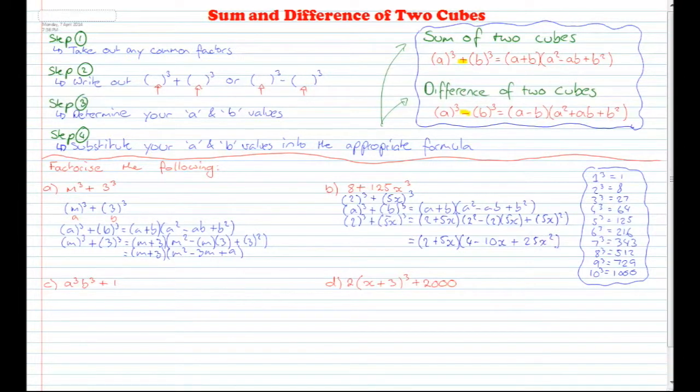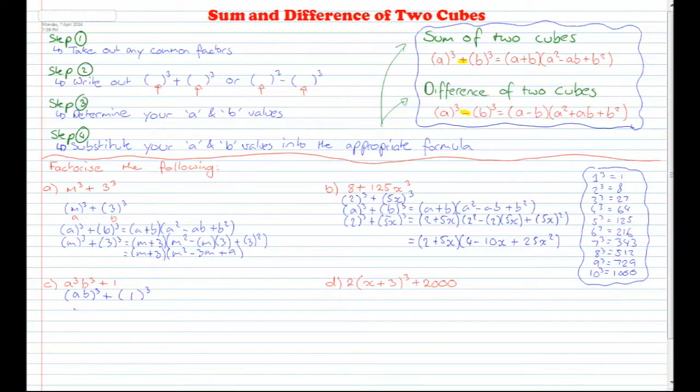Brackets like that. Coming down to this one now, we've got a cubed b cubed plus 1. So are there any common factors? Well, there's no common factors between a cubed b cubed and 1. So what I do is go ahead once again and write out my brackets. So I've got brackets cubed plus brackets cubed. Now what cubed gets us a cubed b cubed? Well, a cubed will get us our a cubed part, and b cubed will get us our b cubed part. So we've got ab cubed plus, what cubed gets us 1? Well, it's going to be 1, isn't it?